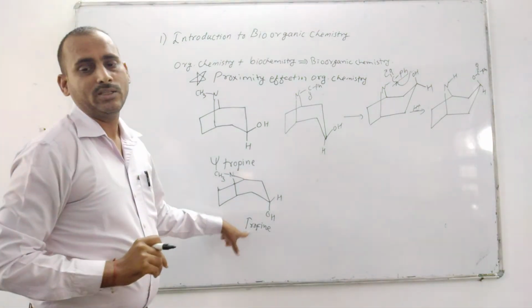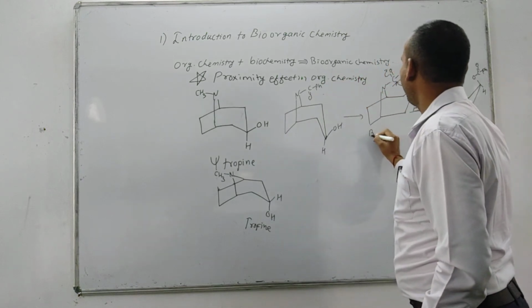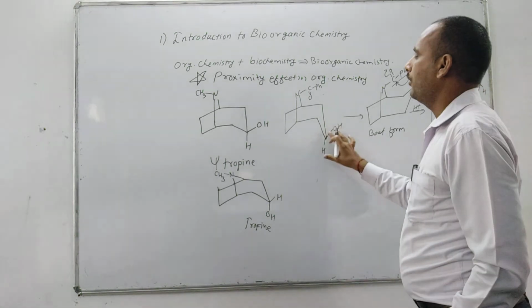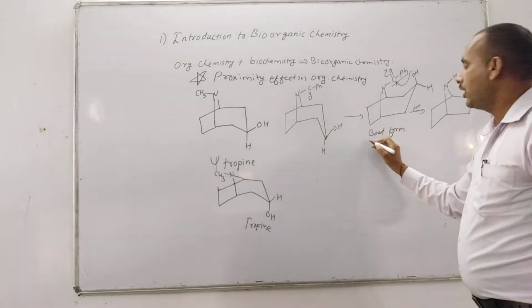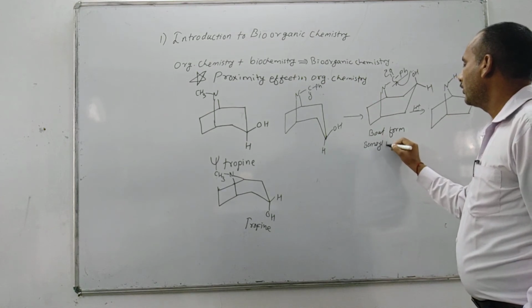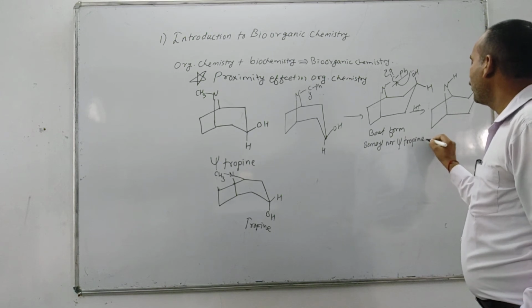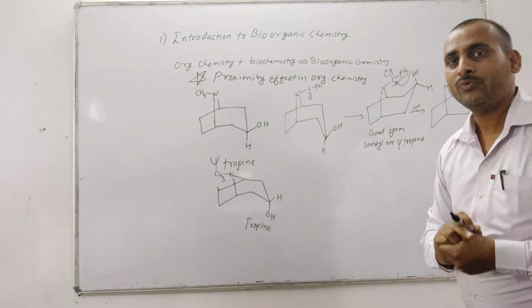tropine present. So in case of boat form, this is the boat form and it is a chair form. Now in boat form of the benzyl nortropine, that is pseudotropine, there is migration of benzyl group from nitrogen to oxygen.